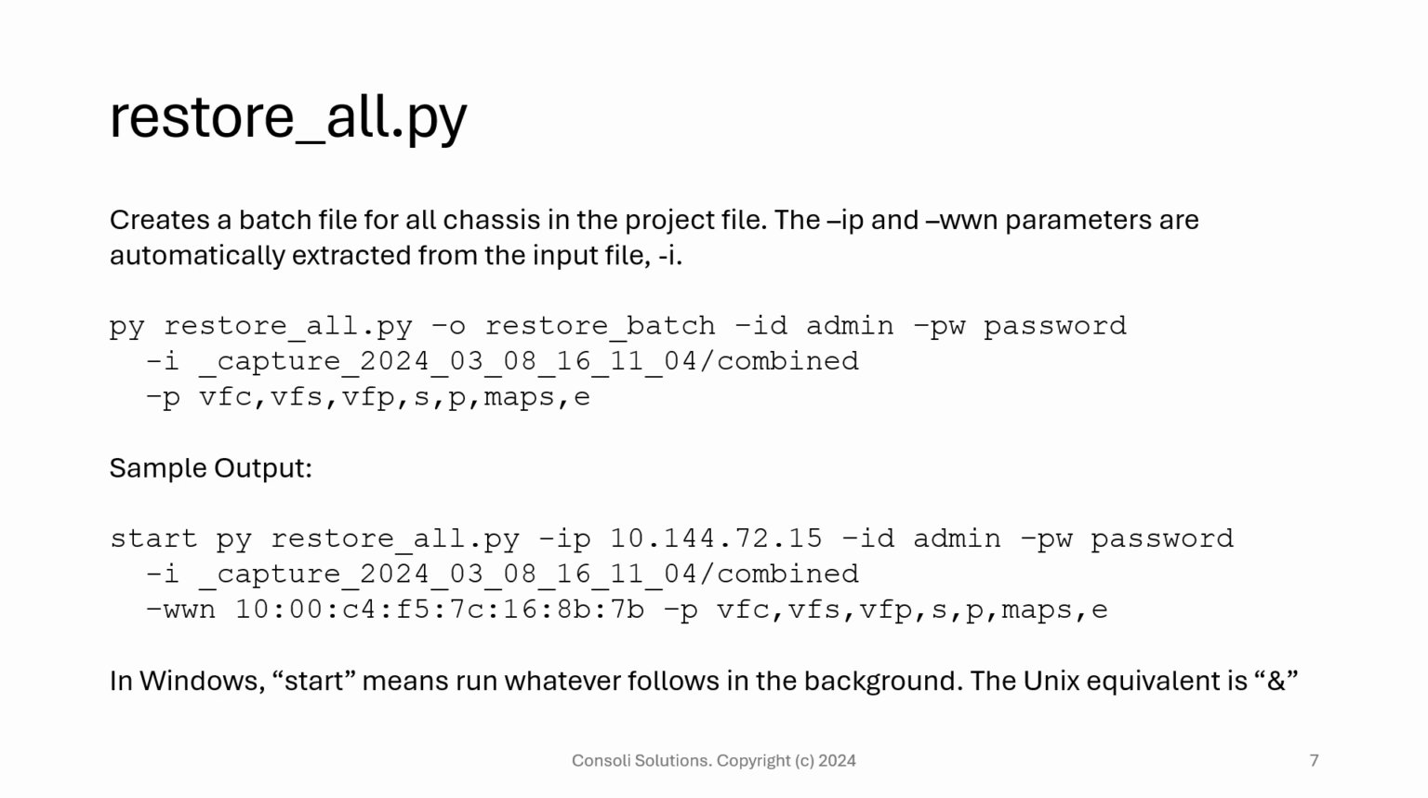It takes the management interface IP address from the captured data, which will have all X's except for the last octet unless you use the -NM option when capturing the data. It also takes the -WWN parameter from the captured data file. All other parameters are replicated in the output. In Windows, start means run whatever follows in the background, while in Unix, the equivalent is the ampersand sign.